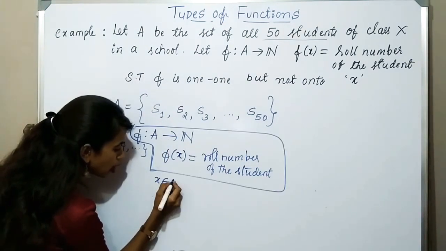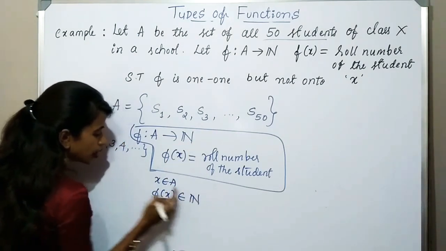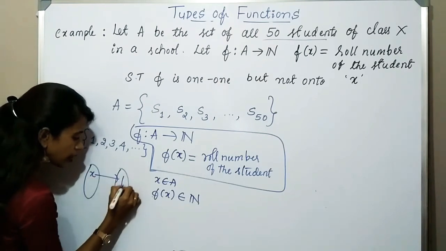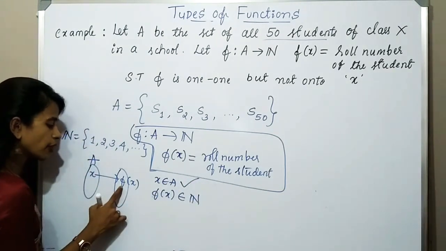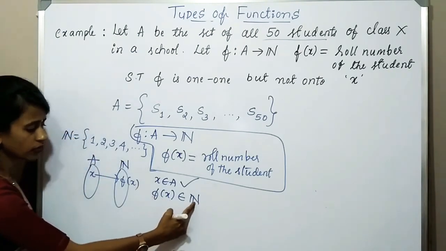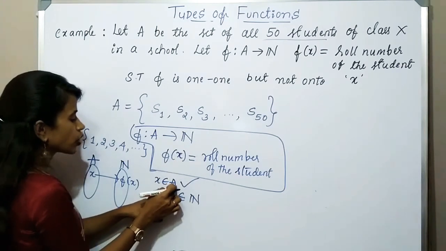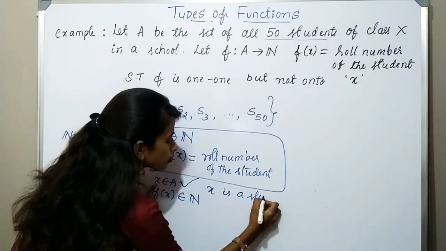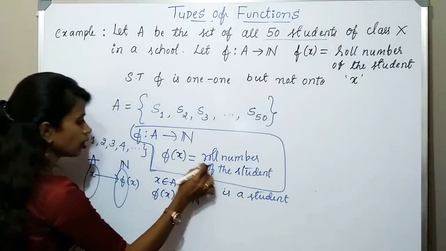So here x belongs to A, and f of x belongs to the codomain. f of x means the image of x. So if we have x here, it becomes f of x here. This is an element of the first set, that is x belongs to A. f of x is an element of the codomain, the second set, that is the natural numbers. Therefore f of x belongs to the natural numbers. So x belongs to A means A is the set of all students, so x is a student in a school. Among 50 students, x is one of the students, and f of x is equal to the roll number of the student.